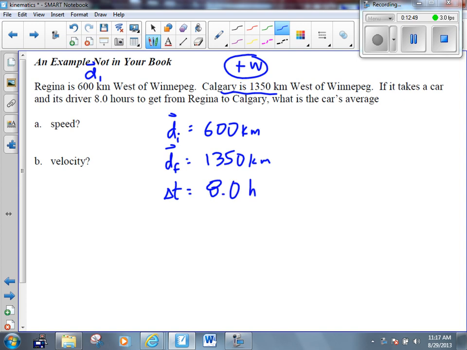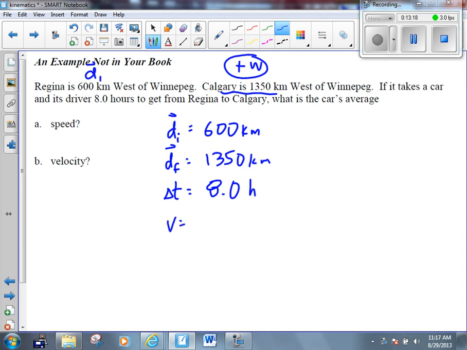Delta T here is 8 hours. Now, we said that the standard units for position are meters, and the standard units for time are going to be seconds. But in this case, we don't have to go to those standard units. We're okay when we're using this one equation that we learned yesterday in going with other units, as long as we recognize that and reflect that in our final answer. So we're going to stick with that today. And then when we have to use meters and seconds, I'll point that out.